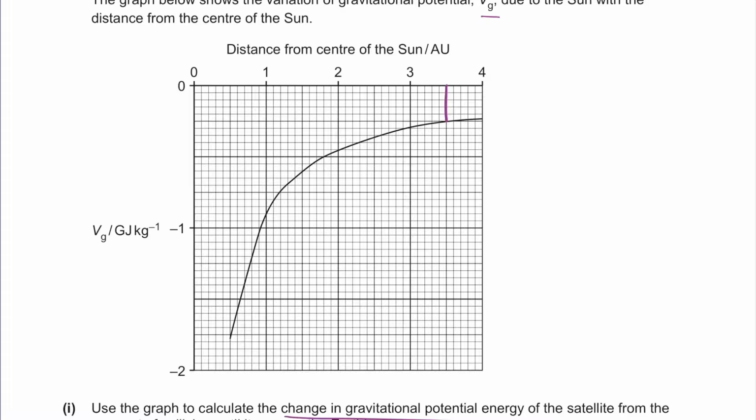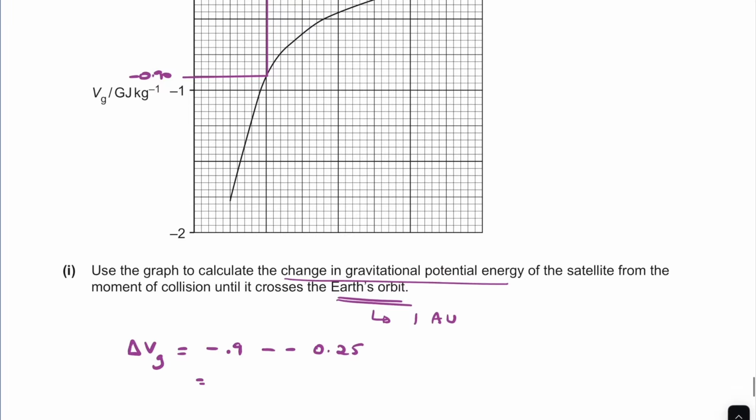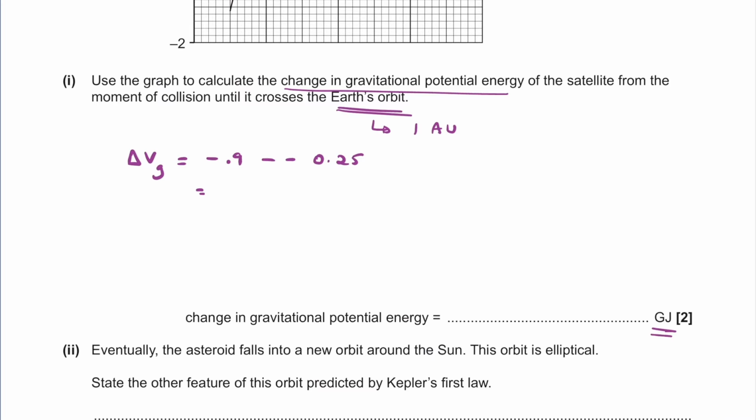At 3.5 AU, Vg is negative 0.25, and at 1 AU it is around minus 0.9. So the change in gravitational potential will be minus 0.9 minus minus 0.25. This is in gigajoules. The final answer should be in gigajoules.